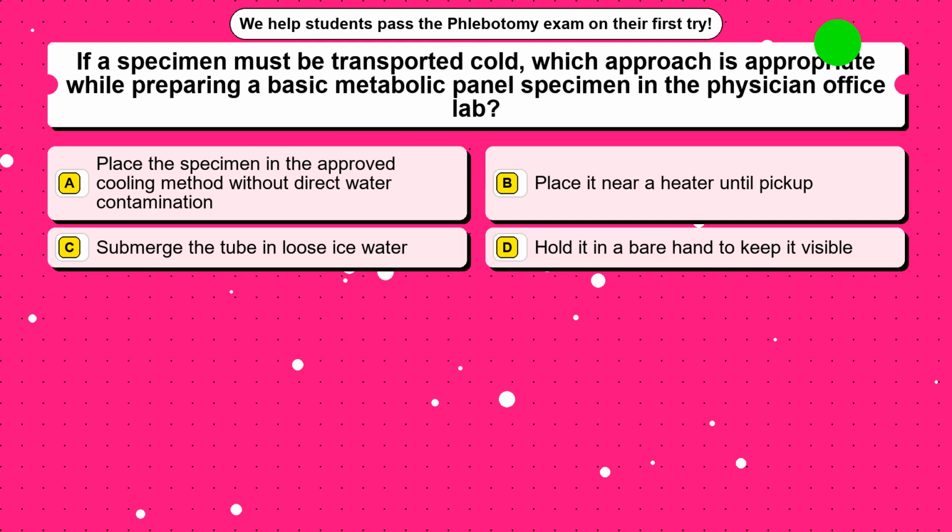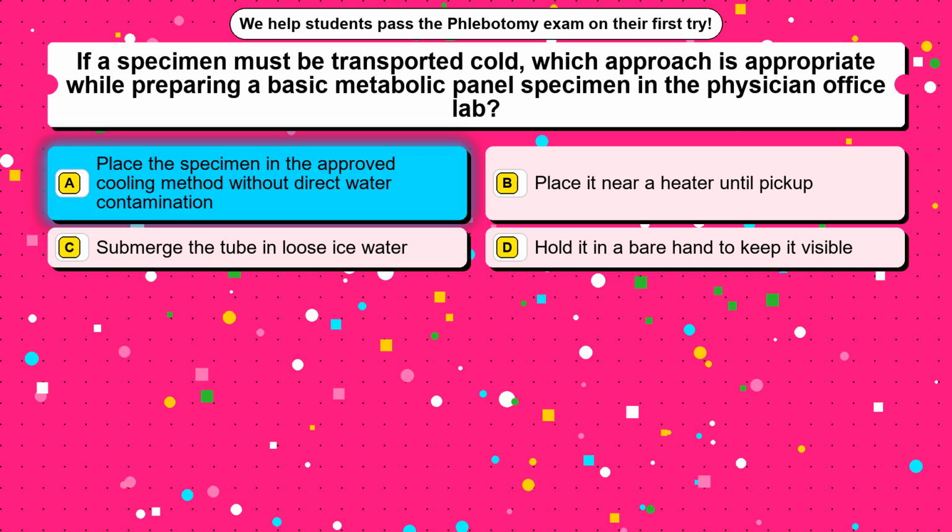Question 53. If a specimen must be transported cold, which approach is appropriate while preparing a basic metabolic panel specimen in the physician office lab? Option A. Place the specimen in the approved cooling method without direct water contamination. Option B. Place it near a heater until pickup. Option C. Submerge the tube in loose ice water. Option D. Hold it in a bare hand to keep it visible.